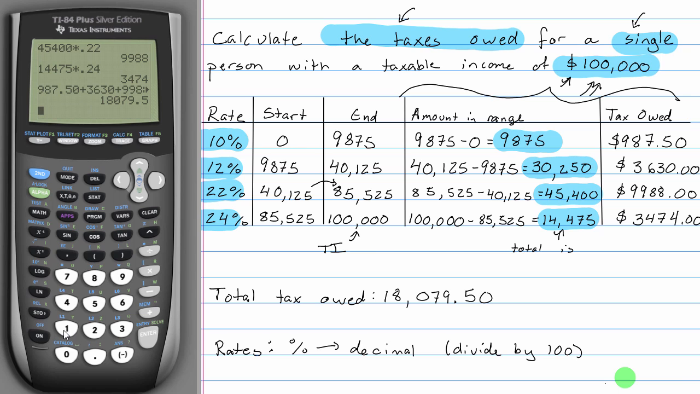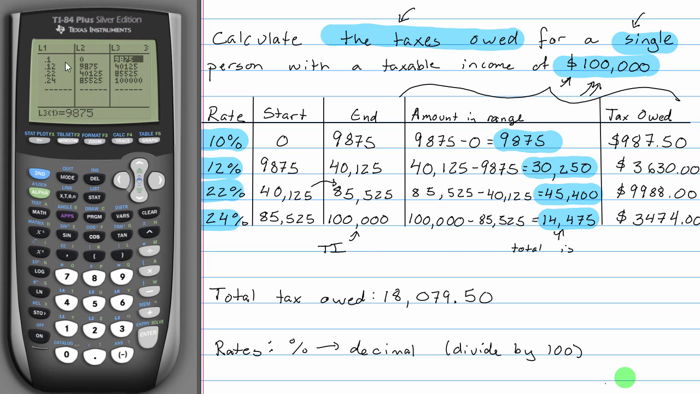So I'm going to say L1, which is second followed by the number 1, divided by 100, and I'm going to store that back in L1. And now when I go back to edit, you can see instead of 10, 12, 22, 24, I have 0.1, that's 0.10, right? But we don't need the trailing 0. 0.12, 0.22, and 0.24. You can also just enter them as decimals directly if you want. If you find you sometimes make mistakes when converting percents, just do the division.